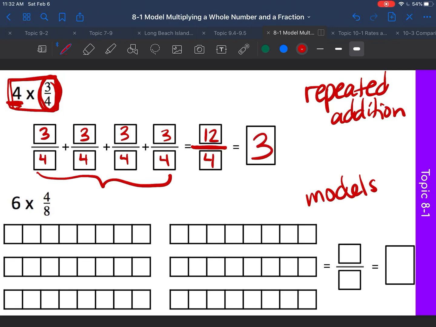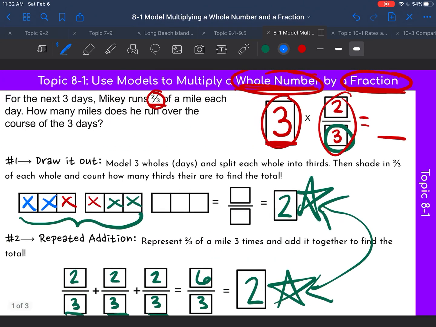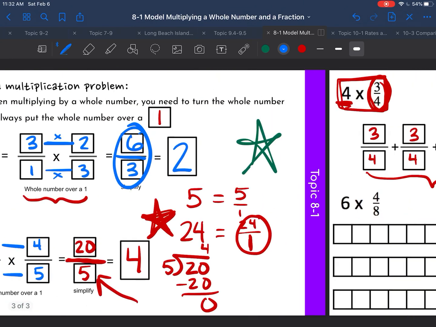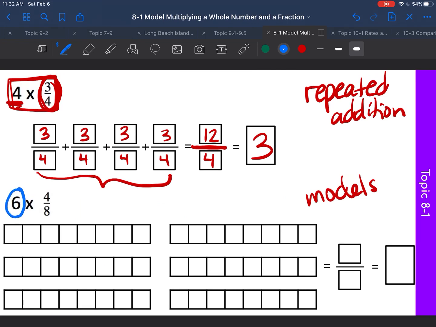All right, and this very last one, it's showing the modeling that we saw in this first part. All right, so we have 6 wholes times 4/8. So what I have here is 6 wholes. Those 6 rectangles represent the 6 wholes, and each whole is split into 8ths because our denominator is 8. So there's 2 ways we can go about this. I can shade in 4/8 in each whole. And let's do that way first.